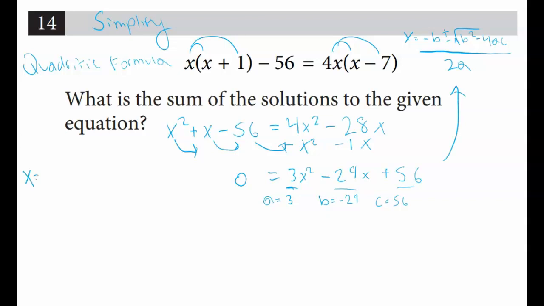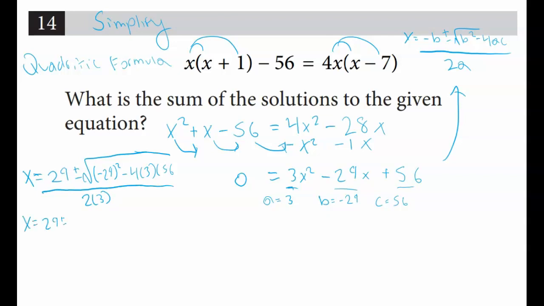I'll bring it over here and say x equals negative b, so negative 29 with a negative on it is going to turn it into a positive 29. It's going to be plus or minus the square root, and it's going to be b squared, so negative 29 squared minus 4 times a, which is 3, times c, which is 56. It's all going to be over 2a, which is going to be 2 and 3. So simplifying this further, we get x equals 29 plus or minus square root of 29 squared, which is 841 positive, and it's going to be minus 4 times 3, which is going to be 12 times 56. That's going to be 672. And it's all going to be over 2 times 3, which is 6.